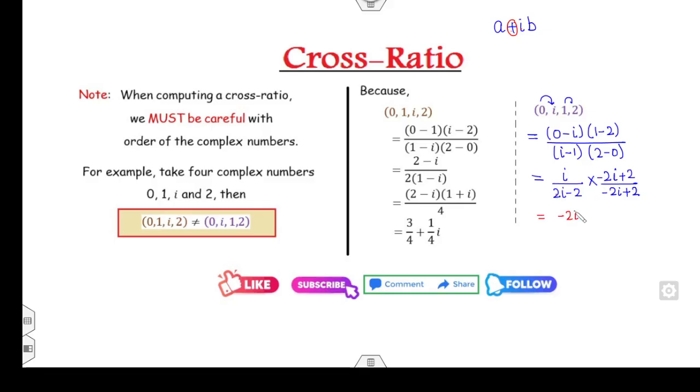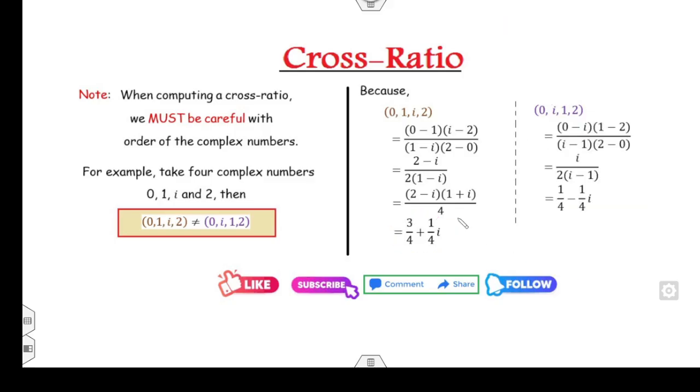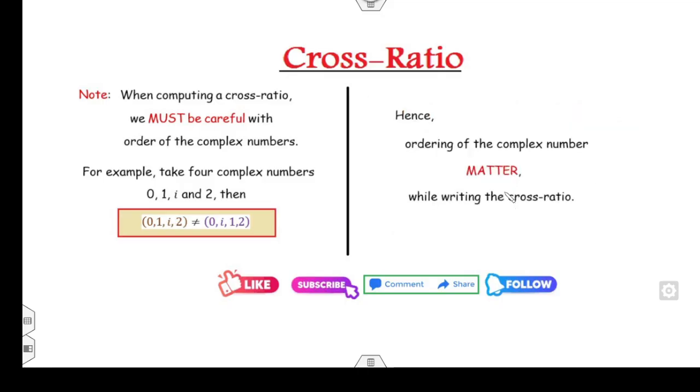The numerator becomes minus 2 iota square plus 2 iota. The denominator becomes minus of 2, the real component stays the same, and it is a square minus b square, so it is 4 plus 4, which is 8. Now you can see the result is iota minus 1 divided by 4, which is not the same as the other number. Therefore, the ordering of the cross ratio plays a very significant role.